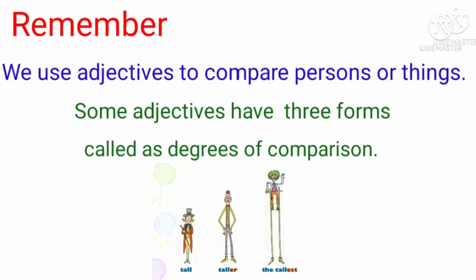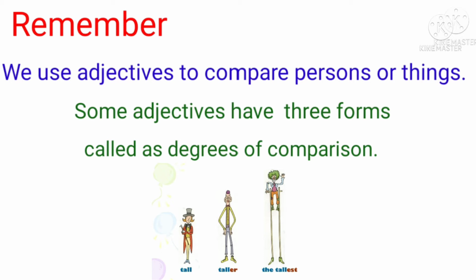Students, the thing you have to remember related to adjectives for degrees of comparison is that we use adjectives to compare persons or things. This point is clear to you through the examples: when you are talking about comparison, you are doing degrees of comparison. Some adjectives have three forms, and these three forms are called degrees of comparison.